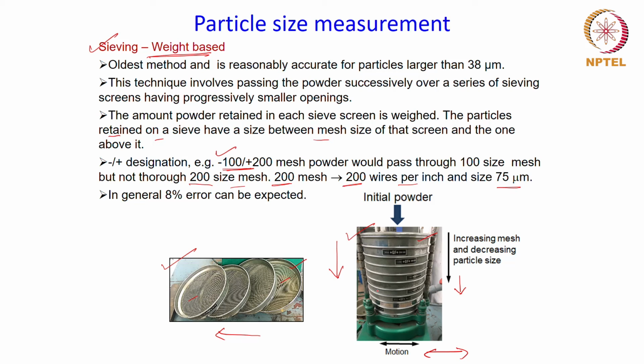So when you see a particular size of particle being retained on a particular sieve, the size would be between the mesh size of that screen on which it is retained and the one above it, okay. So that is how this plus minus designation comes into picture to define the size between these two screens, one which is having the powder and the other which is just above it, okay.